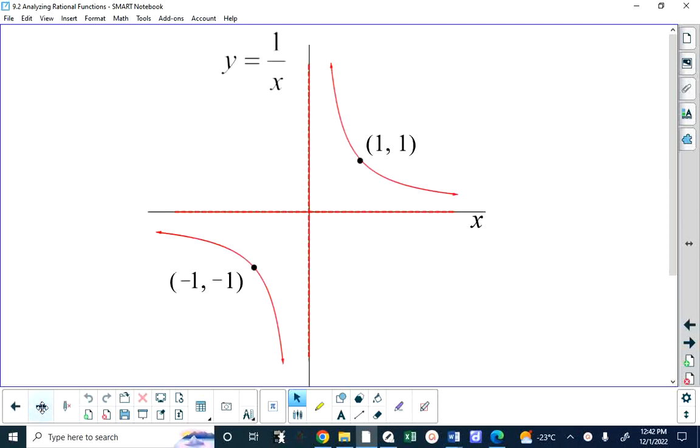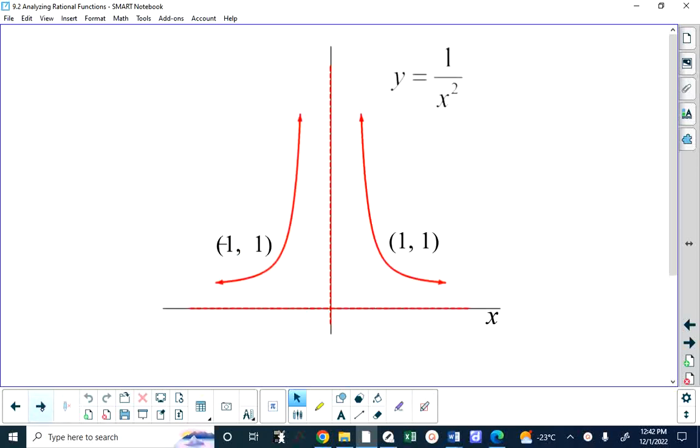So if you know what y equals 1 over x looks like, and that's what it looks like, you could always use your calculator to remind yourself of the features of it. There's a horizontal and a vertical asymptote, a couple of key points, (1, 1), (-1, -1). And you know what 1 over x squared looks like, a couple of key points, (1, 1) and (-1, 1). Again, we have horizontal and vertical asymptotes on the axes.